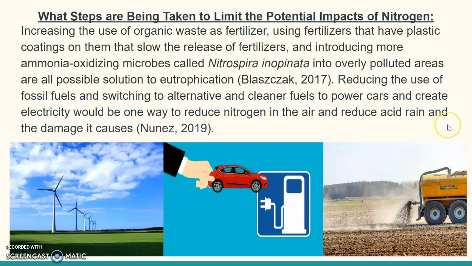The steps that can be taken to limit the potential impacts of nitrogen are to increase the use of organic waste as fertilizers, using fertilizers that have plastic coatings on them that slow the release, and introducing more ammonia oxidizing microbes into areas that experience high levels of eutrophication. Reducing the use of fossil fuels and switching to alternative and cleaner fuels to power cars and create electricity is also another way to reduce nitrogen in the air and reduce acid rain and the damage that it causes.